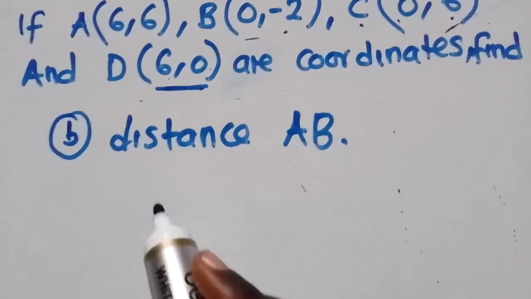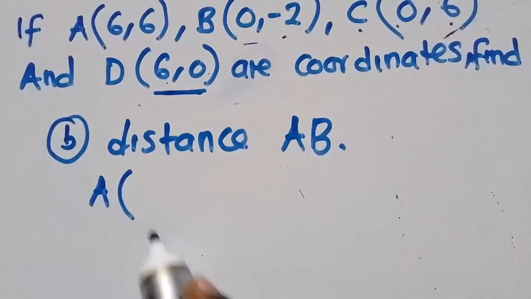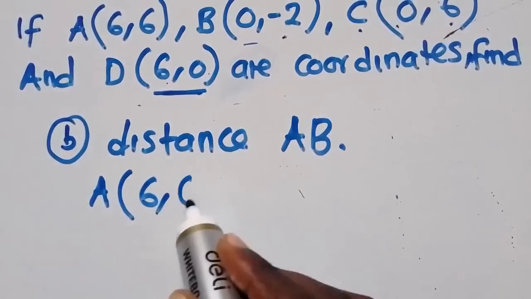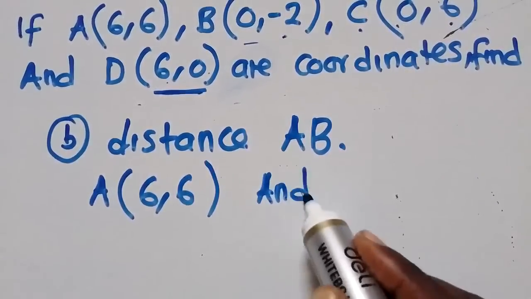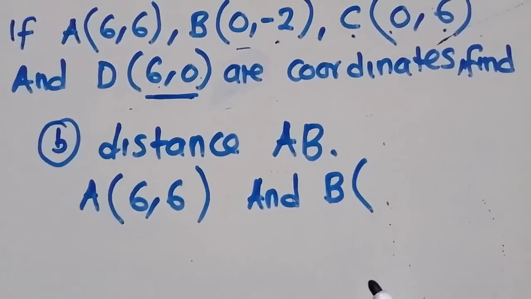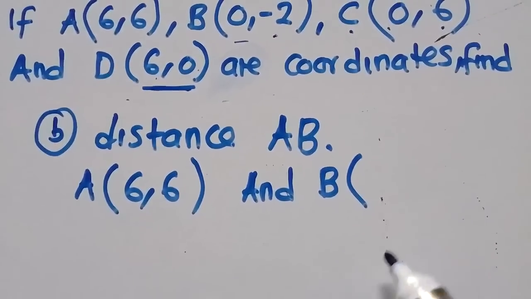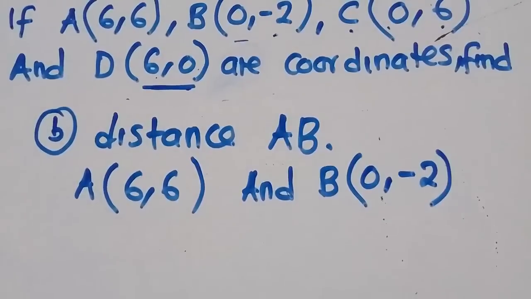So you get your coordinates. The coordinates of A are 6, 6. You are given A and B. The coordinates for B are 0, -2. So you've written these two coordinates. Then what's the next thing?